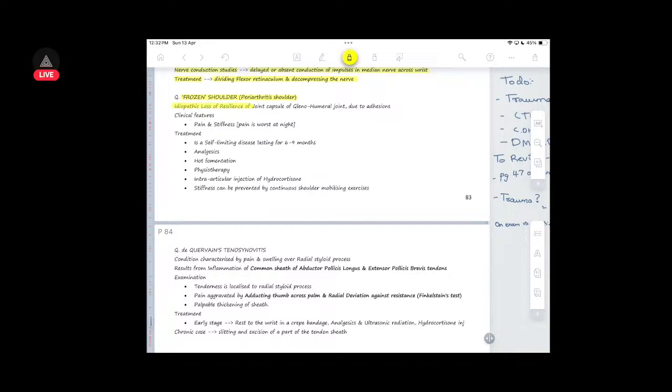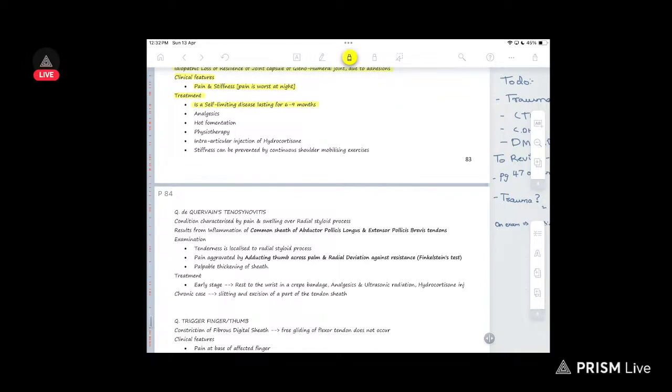It is idiopathic loss of resilience of the joint capsule of the glenohumeral joint due to adhesions. Clinically, you have pain and stiffness. Pain is worst at night. It is a self-limiting disease lasting for 6 to 9 months. You can give analgesics, short-wave diathermy, physiotherapy, and intra-articular injection of hydrocortisone. The stiffness can be prevented by continuous shoulder mobilizing exercise.